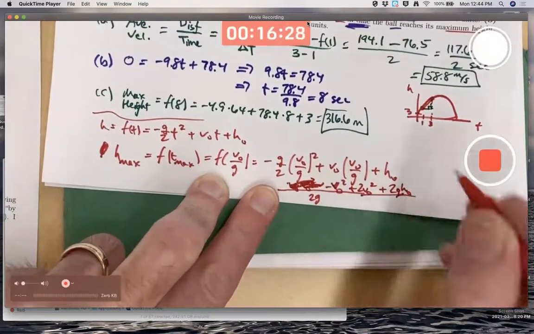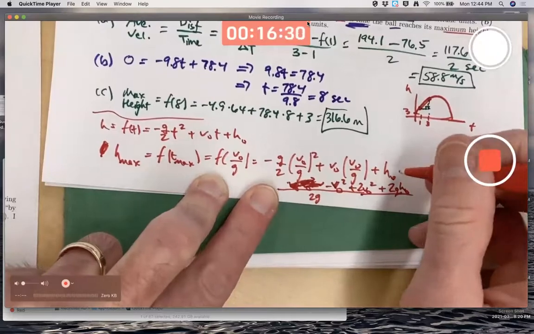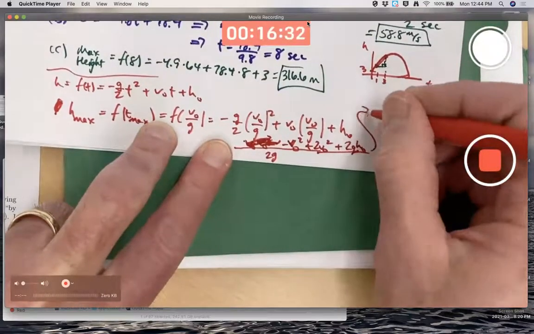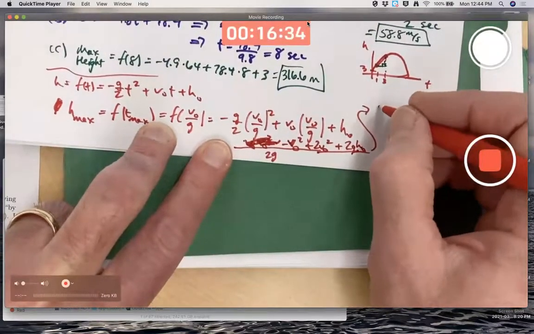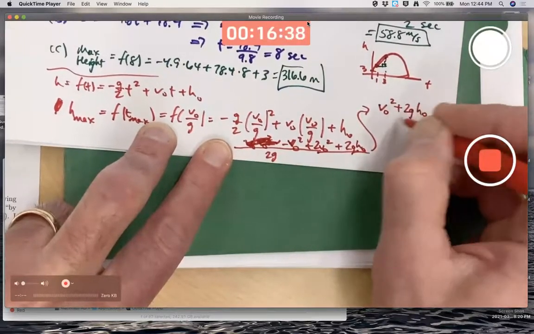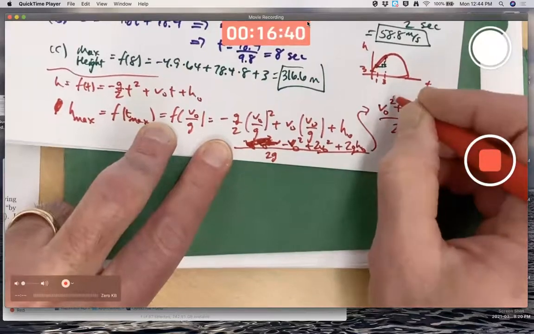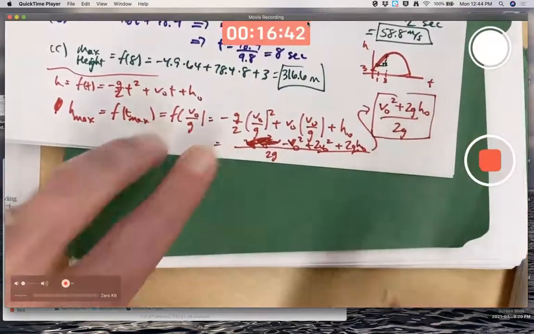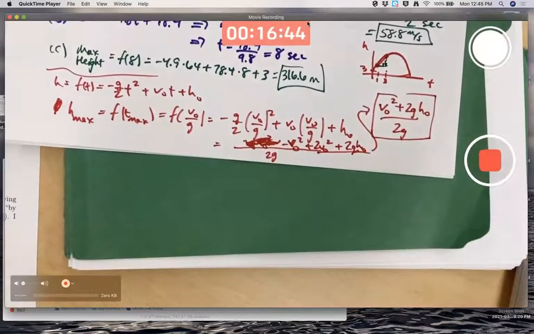Why 2g? Because I've got to multiply this thing by 2g over 2g. If you simplify this, it would be v0 squared plus 2gh0 over 2g. That is how the maximum height in this model depends on the acceleration due to gravity, the initial height h0, and the initial velocity v0. If I did not make a mistake, which I could have, but hopefully I didn't, you should understand the idea of that.